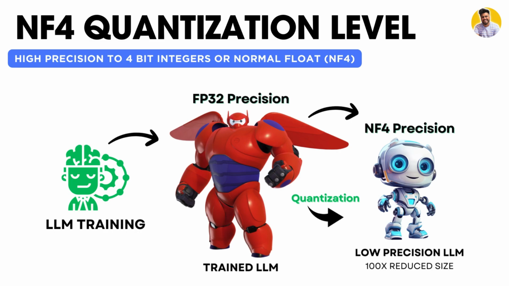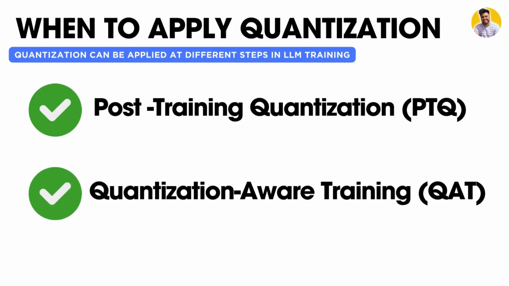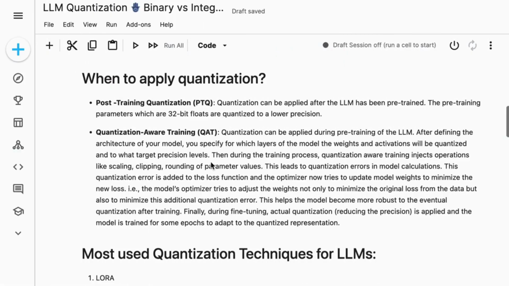Now let's talk about when to apply the quantization. The very first technique is called post-training quantization. This happens when you already have a pre-trained large language model which has 32-bit precision weights, so you quantize those weights to a lower format. The next technique is called quantization aware training, which I already explained in my previous videos as well.